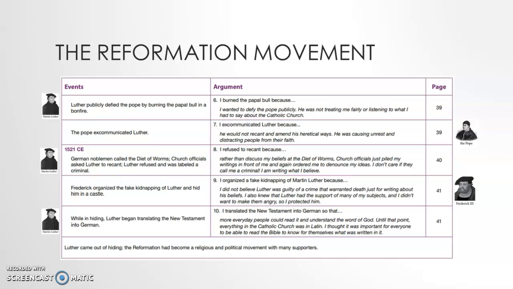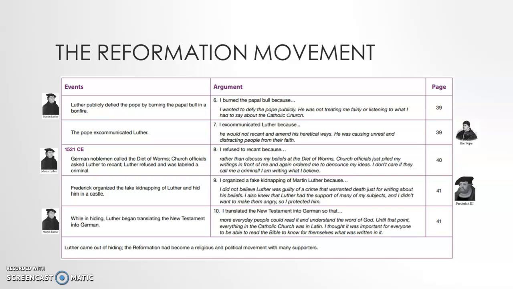So the Pope excommunicated Luther. Remember, excommunicate means cut off, because he wouldn't let go of what he was saying. The German nobleman called the Diet of Worms. Church officials asked Luther to recant. Luther refused and was labeled a criminal. He refused to recant because, rather than discuss the belief at the Diet of Worms, church officials just piled the writings in front of him and ordered him to denounce his ideas.